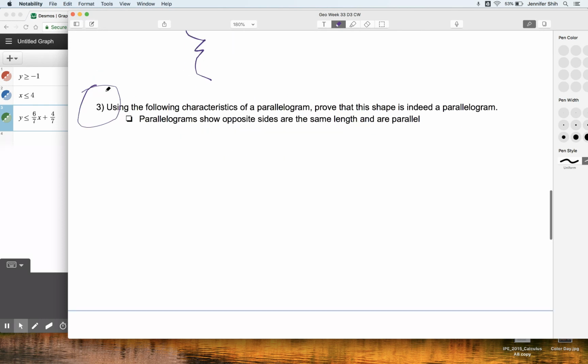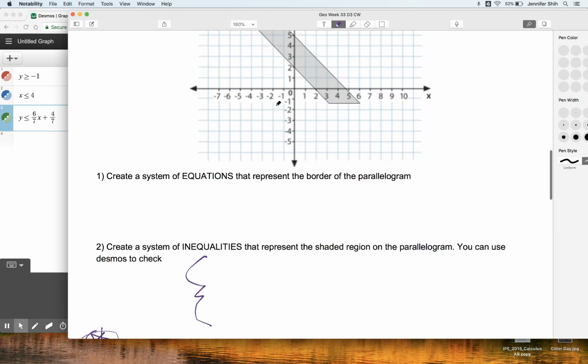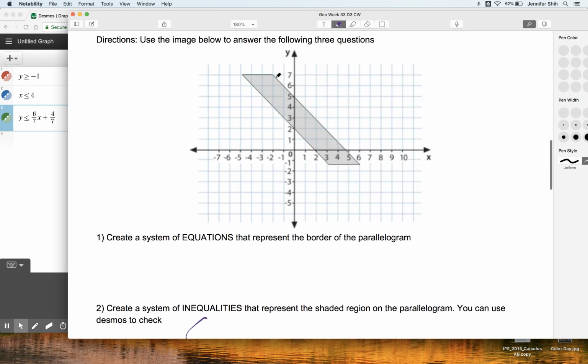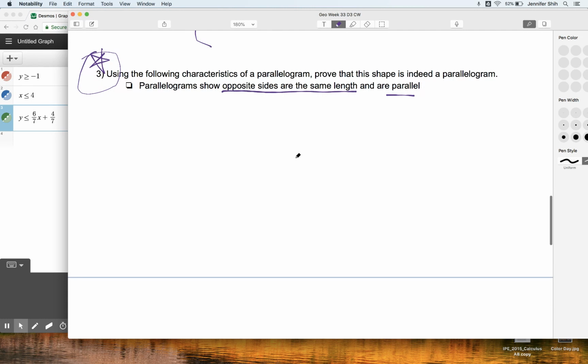But this part 3 is really important. It says, using the following characteristics of a parallelogram, prove that the shape is indeed a parallelogram. This is a common part of your project where you have to prove a shape is a certain shape. In this case, you're proving that a parallelogram is a parallelogram by saying the opposite sides are the same length, so you're going to need the distance formula. And you need to prove that both pairs of opposite sides are parallel. So you need to prove that this line is parallel to this line, use the slope, and this line is parallel to this line, use the slope. And you have to write that on there, and that's part of your project.